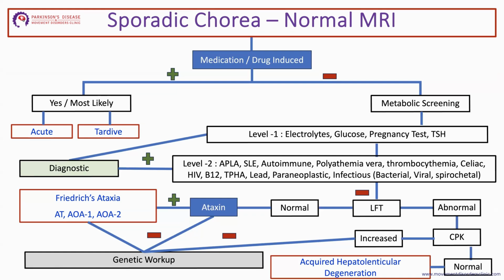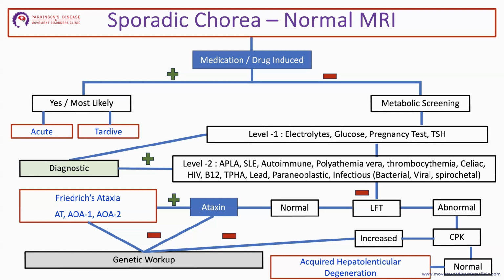Usually in level 1 of investigation, you look into electrolytes and glucose. In ladies, look for a pregnancy test, and thyroid function testing. And yes, you may get a clear answer for that. If you don't get a clear answer, then you go to level 2 of investigations, which includes APLA workup, SLE workup, autoimmune workup, looking for polycythemia vera, thrombocythemia, celiac disease, HIV, B12, syphilis, lead exposure, and paraneoplastic and infectious causes.